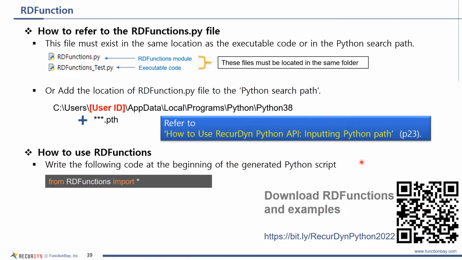You can download the RDFunctions module from this link. Since it is source code itself, users can modify and use it. To use RDFunctions, it should be located in the same path as the Python script file you want to run, or you should have this file in the Python reference path. After that, you can use it after importing the RDFunctions module like this.